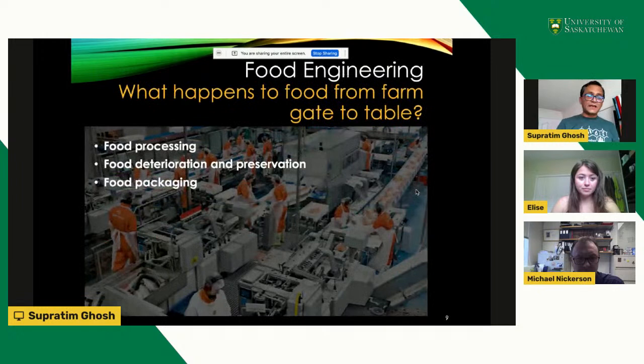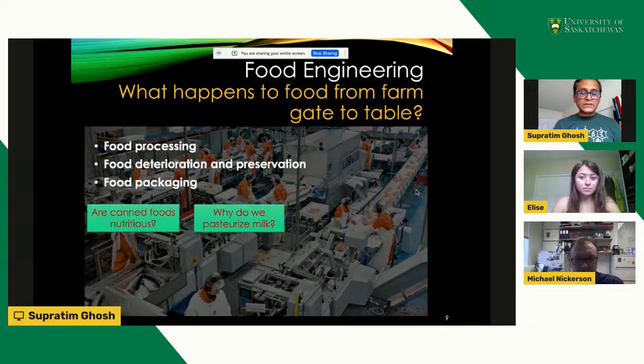Food engineering: we study what happens to food from the farm gate to our table, the food processing, how to preserve food, prevent deterioration, improve preservation, and food packaging. And then we study, are canned foods nutritious? What goes on in the canning industry? Why do we need to pasteurize milk? Why does ripening affect fruit color? What goes on in the fruit that changes its properties during ripening?